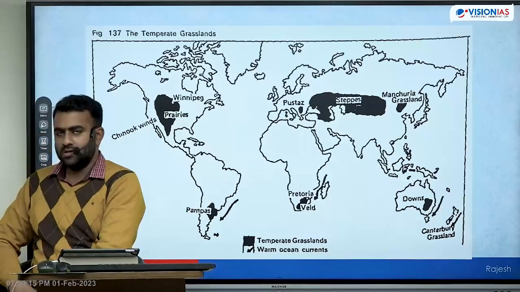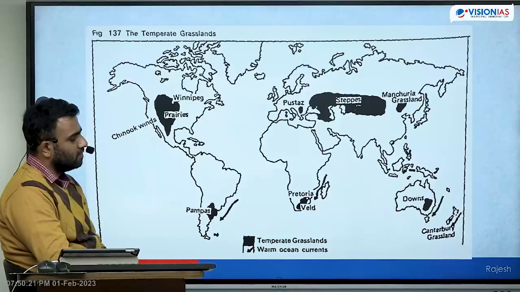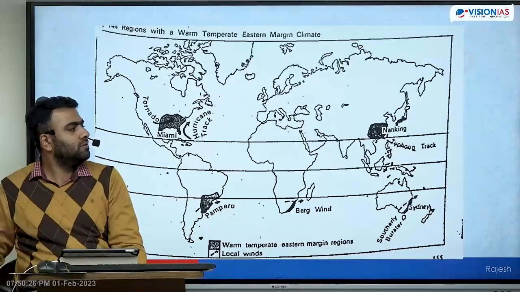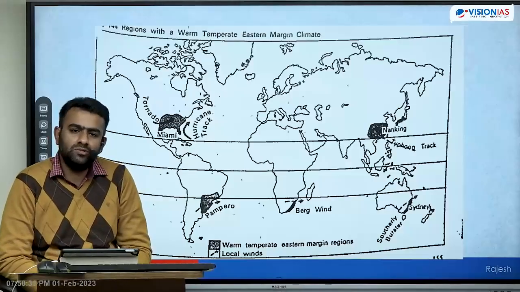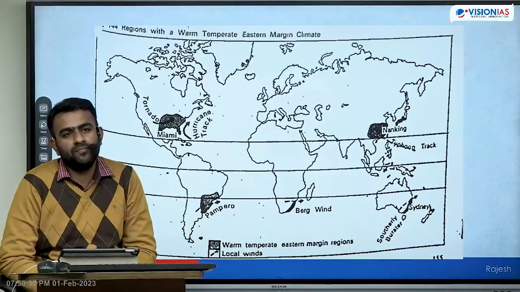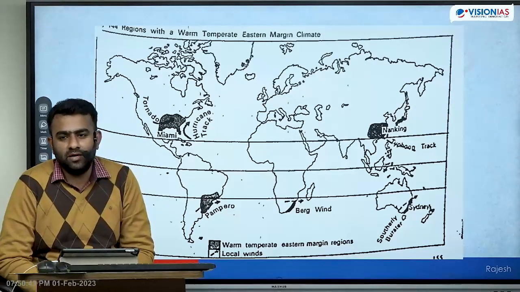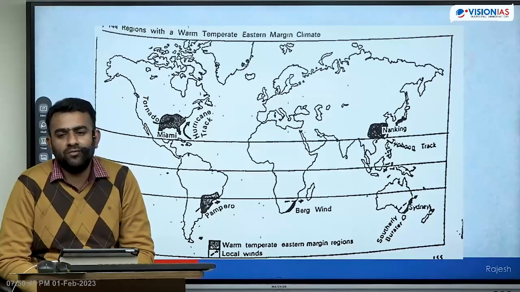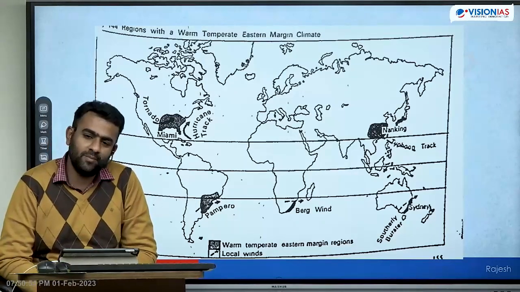It is also called as warm temperate eastern margin. So being in warm temperate, they are also under the influence of temperate cyclones. Temperate cyclones में आएगा, कब आएगा? Winter में आएगा. During the summer, they come under the influence of tropical cyclones. यहाँ पर दोनों cyclone मिलेगा, which causes good rainfall throughout the year. During the summer, tropical cyclones. During the winters, temperate cyclones.